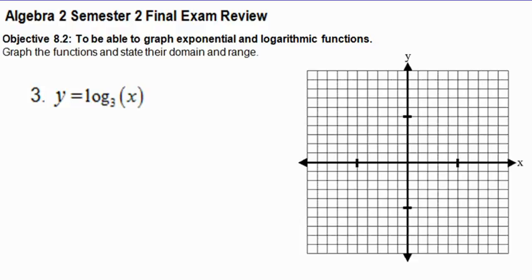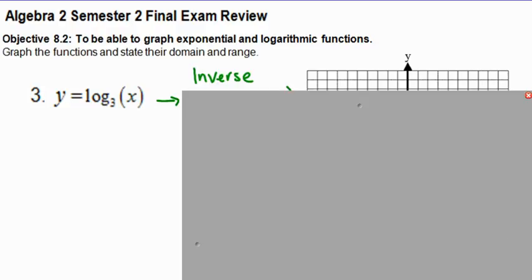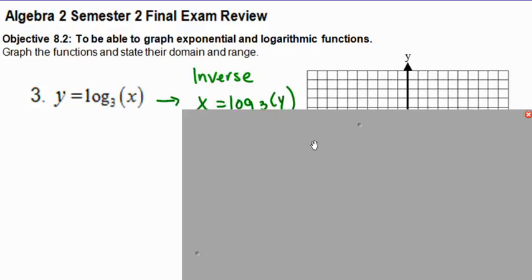We know that logarithmic functions are the inverses of exponential functions. We know how to graph exponential functions. If I write the inverse of this, I'll have the exponential, and I can use that to graph. So remember, when you're finding the inverse, the first step is to switch your inputs and your outputs. So switch x and y.